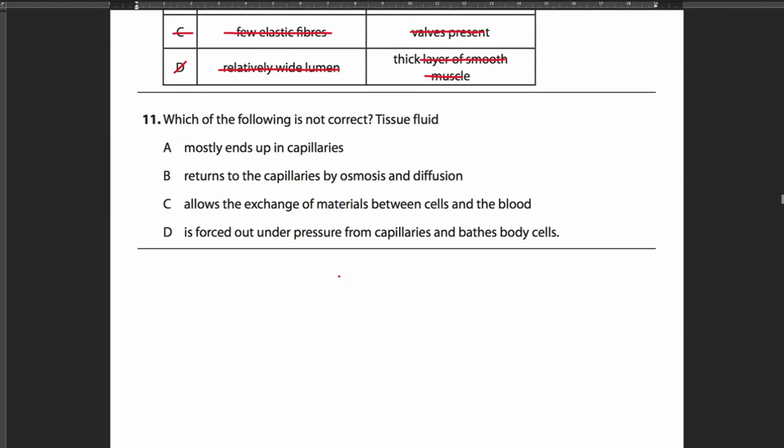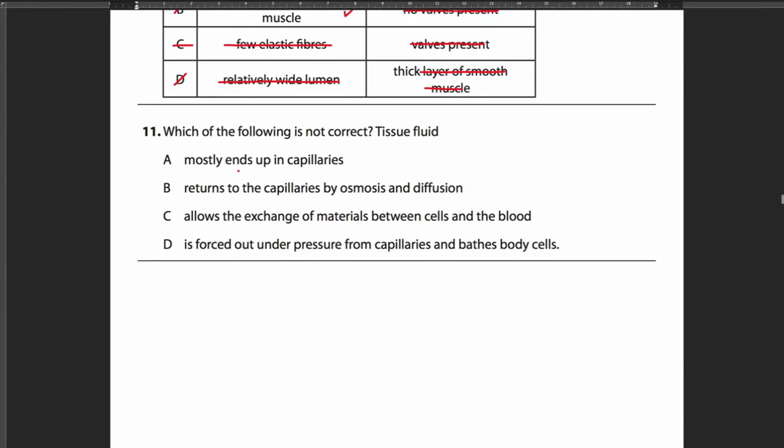Number 11, which of the following is not correct? Tissue fluid mostly ends up in capillaries. I'm not sure about that one, but we'll come back to it. It returns to the capillaries by osmosis and diffusion. That is going to be true. Most of the tissue fluid does return to the capillaries. Allows the exchange of materials between cells in the blood. Yep, that's one of its key functions. That's its main priority. And D is forced out under pressure from capillaries and bathes the body cells. That's also true. That's pressure filtration, which forces it out and then surrounds and bathes our body cells. So D is going to be true.